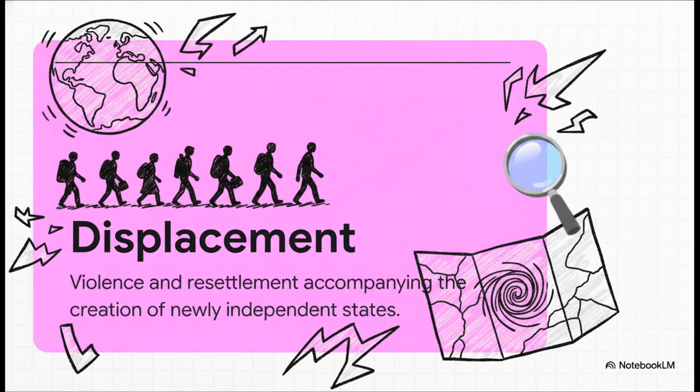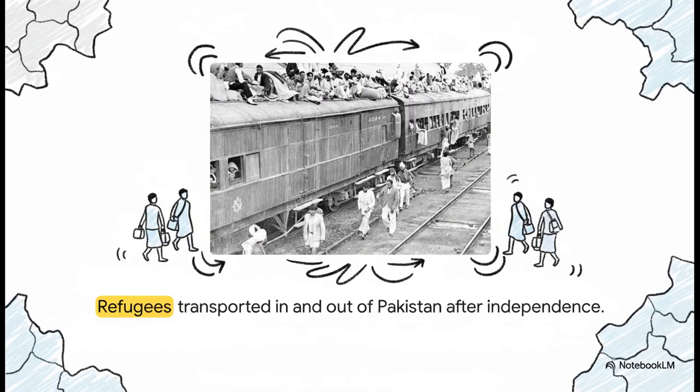But we can't just talk about decolonization as some dry academic concept. The creation of these many new states carried a devastatingly heavy human cost. We use the term decolonization displacement to describe this. It refers to the severe violence, massive population displacement, and forced resettlement that frequently accompanied the redrawing of borders and the messy birth of these newly independent states. And this brilliantly illustrates the human scale of that massive displacement.